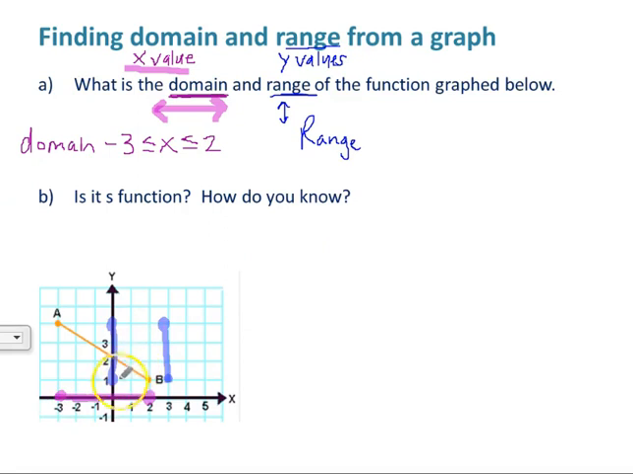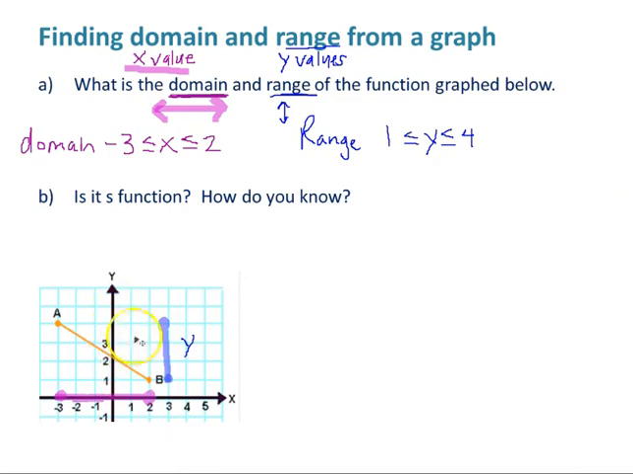So our range, the bottommost number can be 1, but then the y has to be greater than or equal to 1. And then it looks like it has to be less than or equal to 4, and that's our range. That's our possible y values. So remember, our y values are up and down, and the x's tell us the horizontal values. So is this a function?